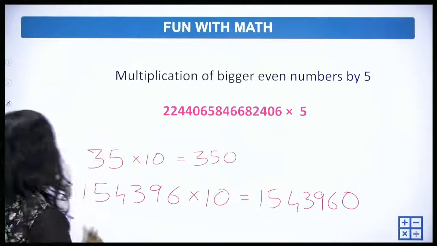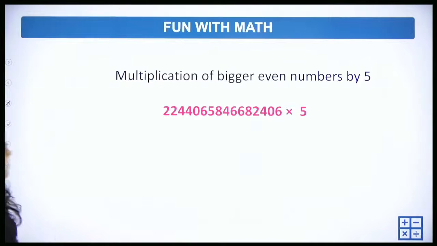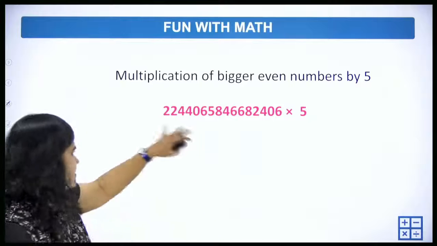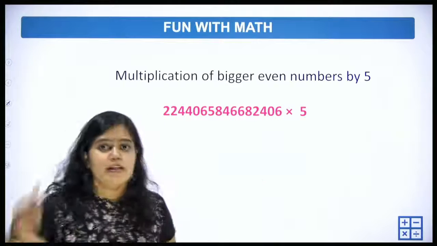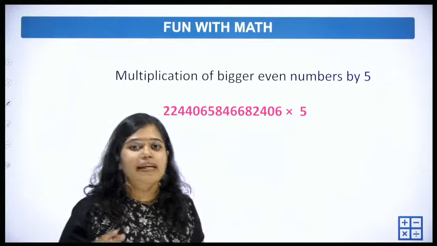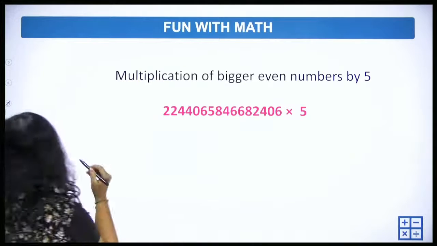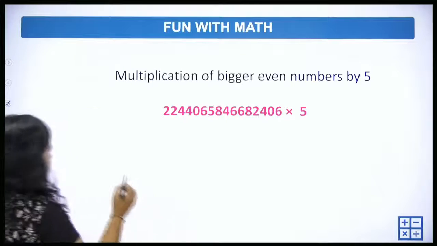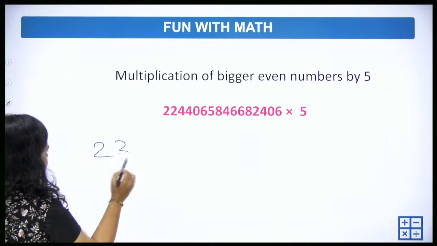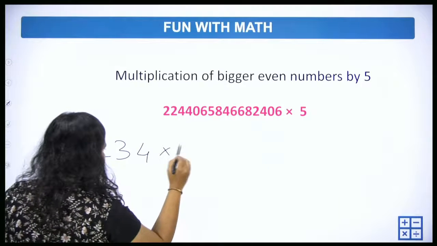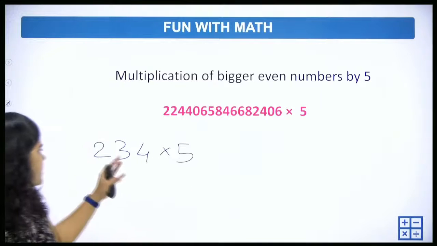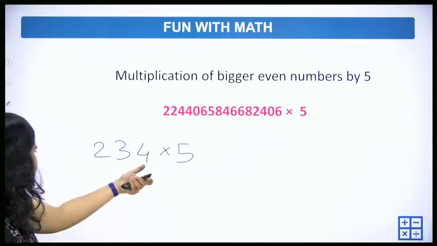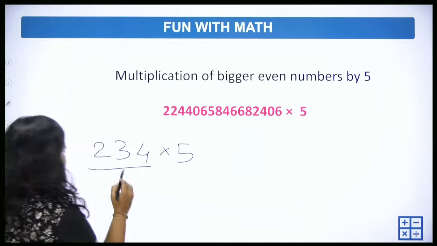Let's look at how. So, how is it so simple? It's so simple for even numbers, and how? The thing is, you divide the full number by 2 first and then multiply by 10. How? Before moving into bigger numbers, let's look at a smaller number. So 234 into 5. So I want to do 234 into 5. This is an even number. First, let's find the division by 2 here.